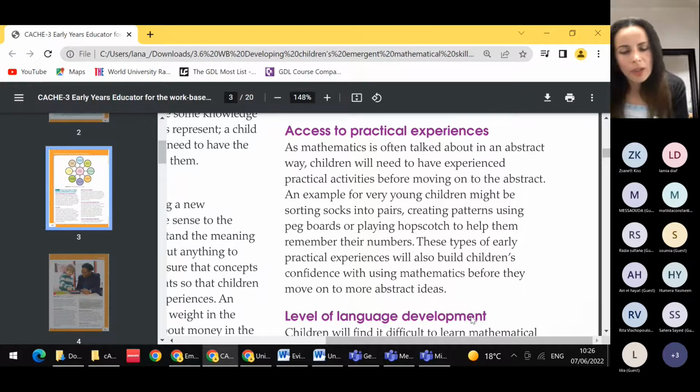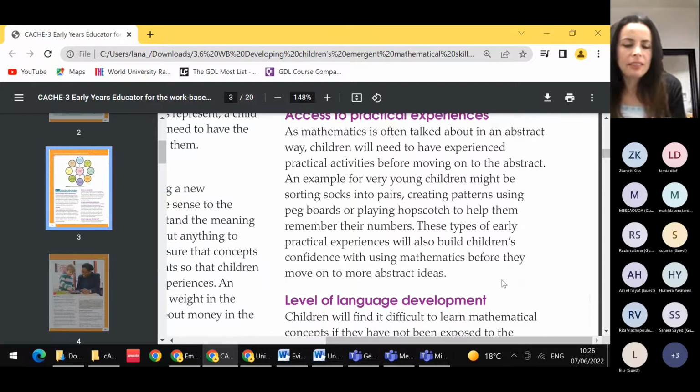Yeah. So we need to build their confidence. We need to teach them more mathematical things, numbers, shapes, weight, coins. So when they go to the school, they know how to use these ideas, these numbers, everything.